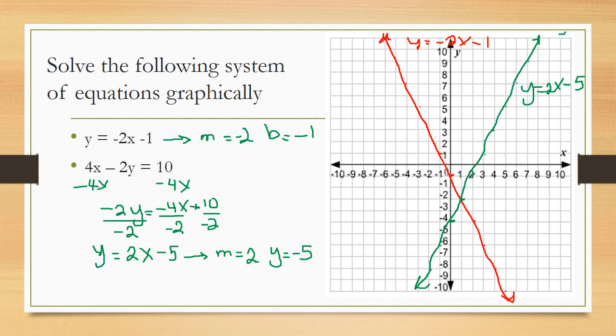Now, if we look at this system, we have an intersection point between these two lines, and this intersection point is the solution for the system. This point is 1, negative 3, and 1, negative 3 is the point that satisfies both equations. And this is how we solve a system of equations graphically.